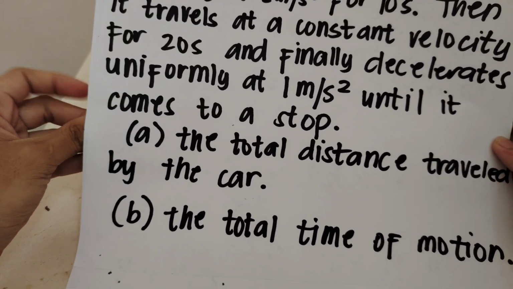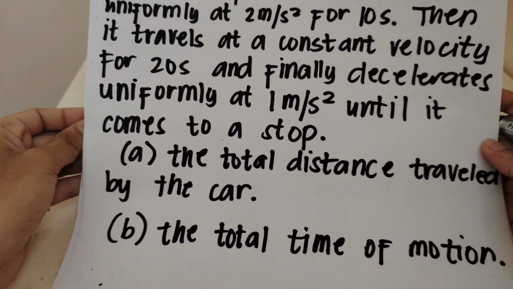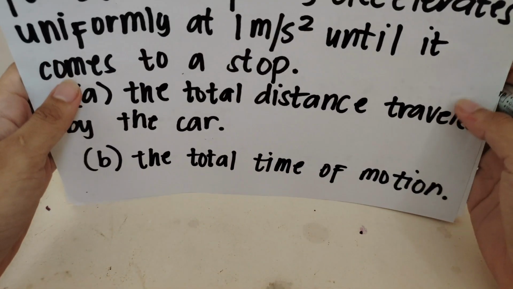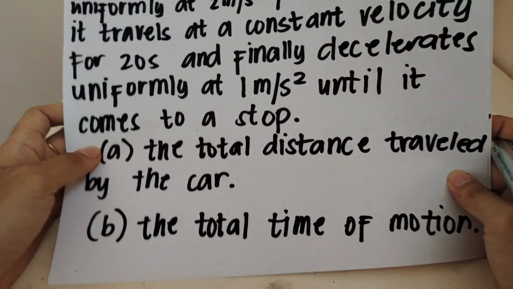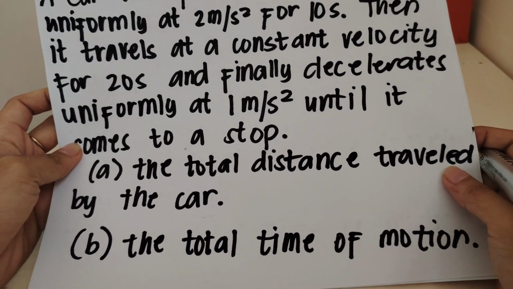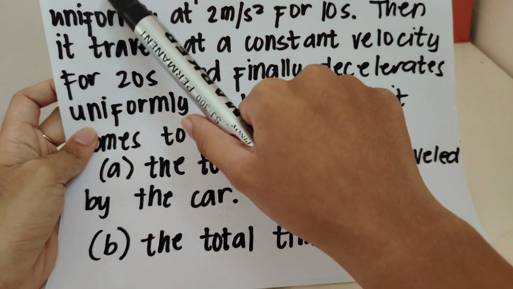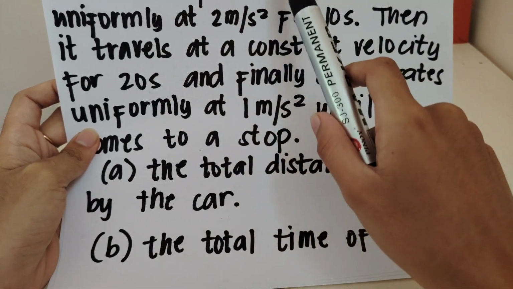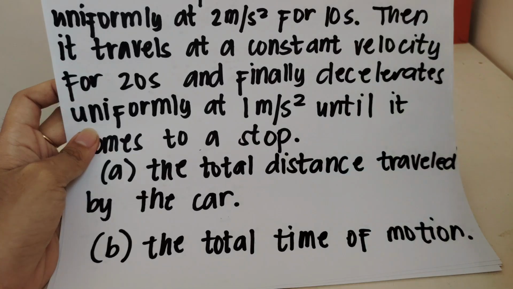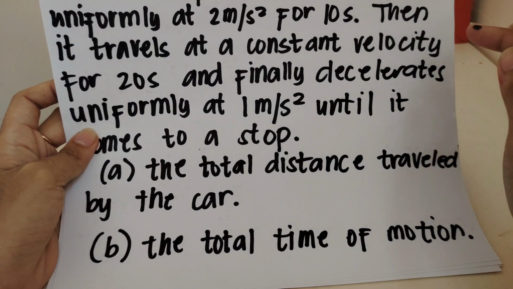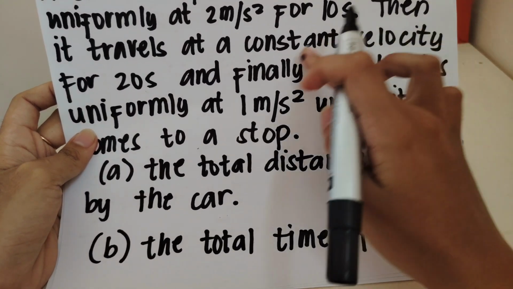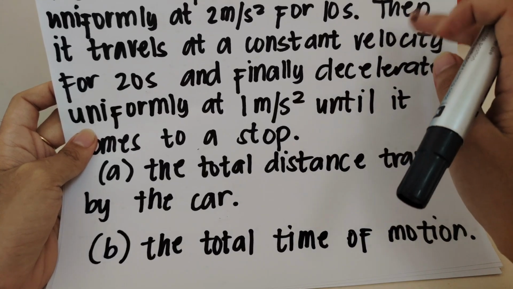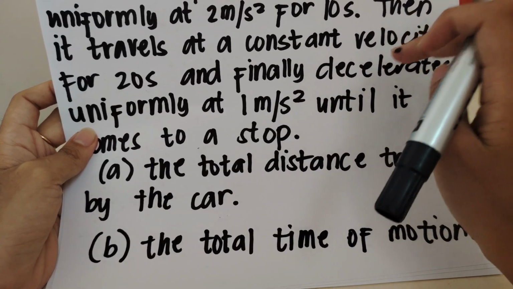Step 1 is to analyze the motion. The motion can be divided into 3 phases. The first is the acceleration phase, so the car accelerates uniformly from rest. The car starts from rest. And then the second is the constant velocity phase, so the car travels at a constant velocity.